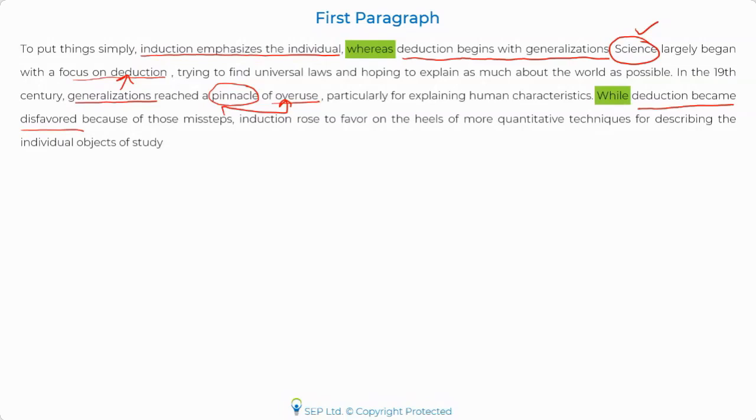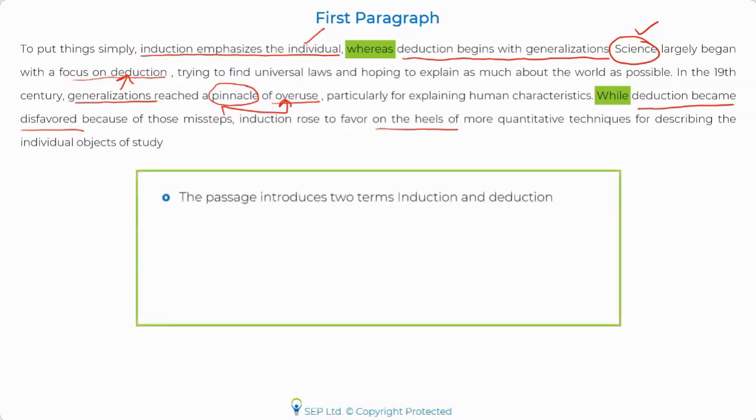That means induction started being used more and more on the heels of, now if I don't recognize this idiomatic expression, don't worry. What I can infer is induction probably had more quantitative techniques than deduction, and therefore induction gained favor for describing the individual objects of study. All right. Remember, induction was about individuals, therefore induction gained favor here when it came to understanding individual objects of study. Just because I'm explaining it to you, I'm extrapolating my thoughts to you. It might seem that it takes a lot of time. It doesn't, guys. All you need to do is simply relate back sentences, and what you've got is this.